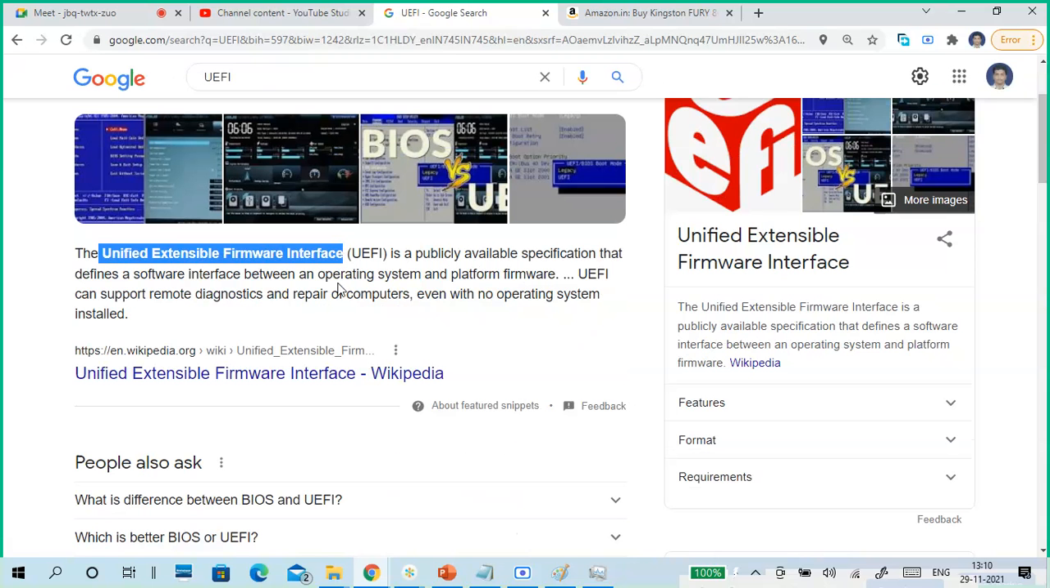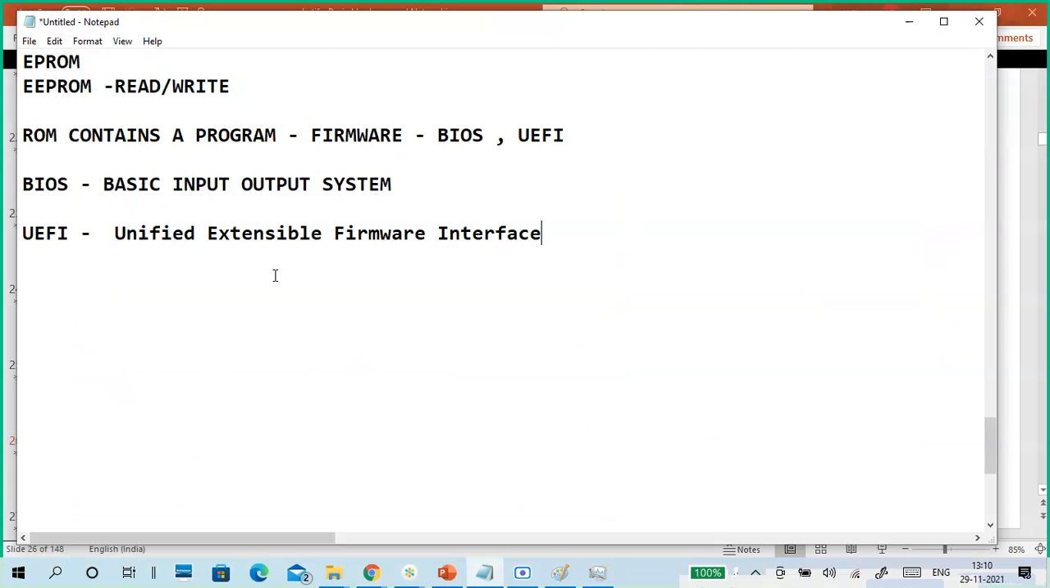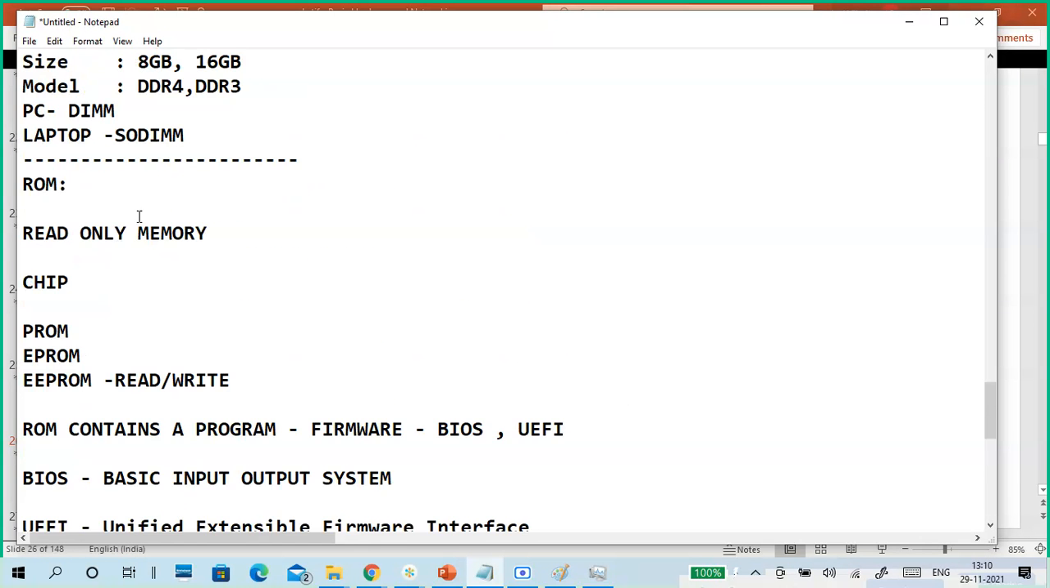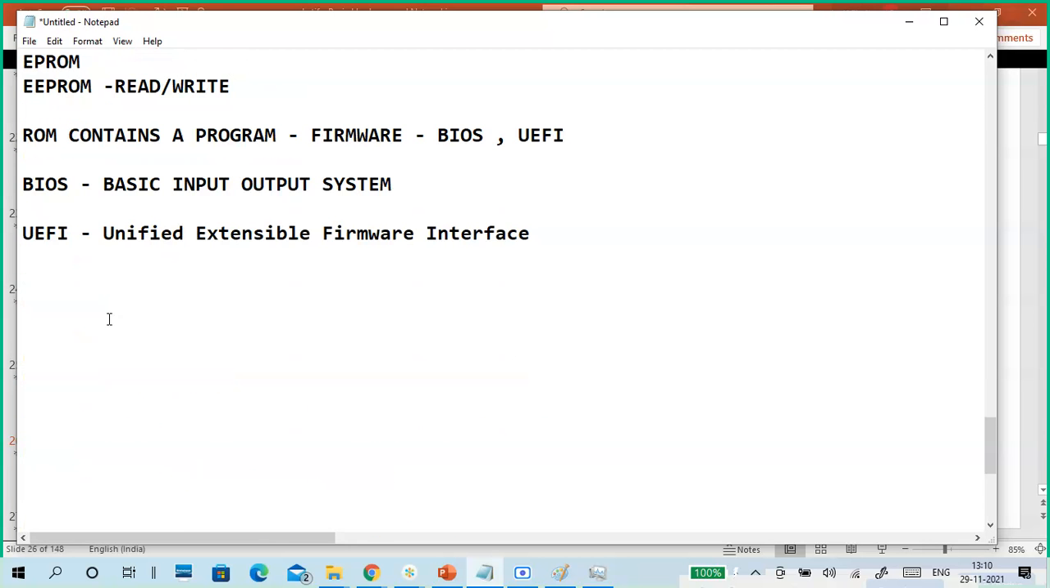Unified Extensible Firmware Interface. So what is the use of this firmware? You don't buy ROM, you buy RAM, but you don't buy ROM because ROM is already on a motherboard.